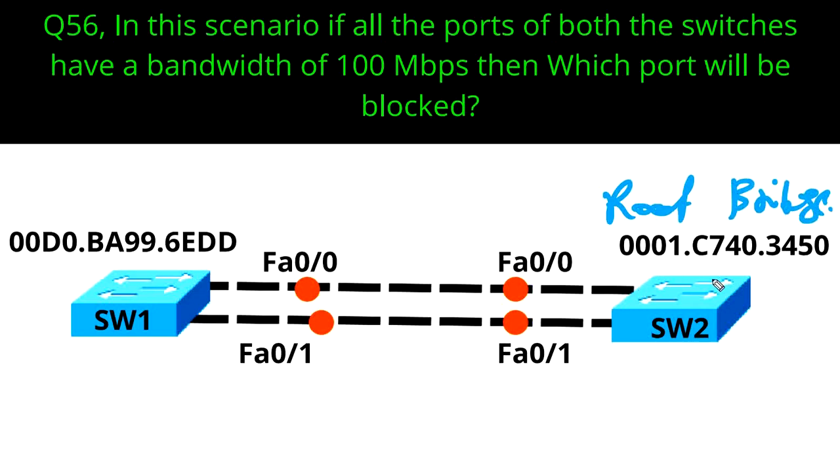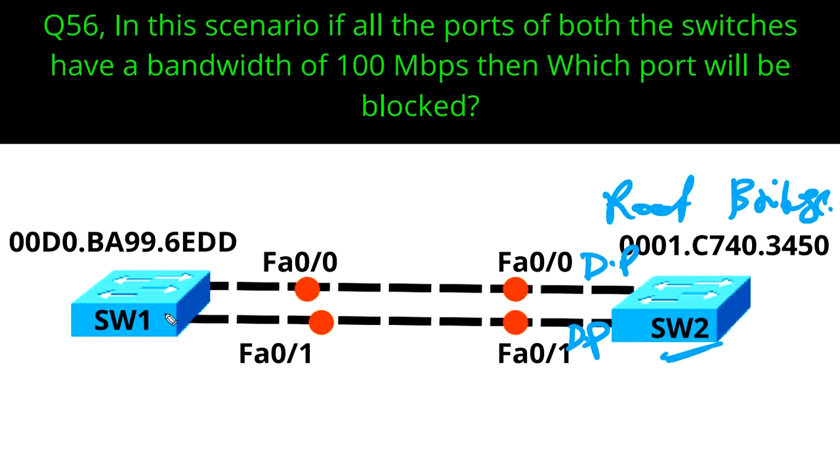After electing the root bridge, all ports of the root bridge switch will become DP, designated port. And on switch 1, out of these two ports, one port will become DP and one port will be blocked. So which port will become DP? On switch 1, I am talking about switch 1 now. There is no role of switch 2 now.